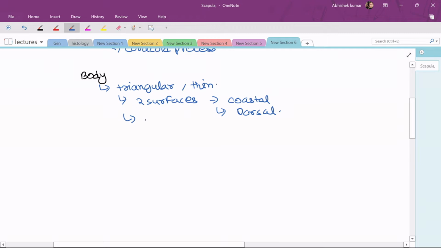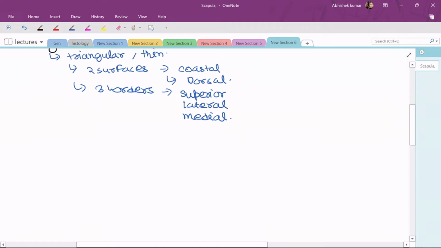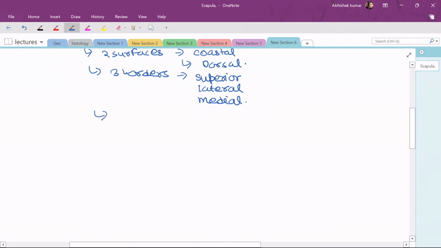It has three borders: superior, the upper border; inferior, the lower border; lateral is the border; and medial is the border. Of course, the medial border is on the inner side and the lateral border is on the humerus side. Now, what about the angles? So it has three angles. Of course, if it is a triangular bone, it has three borders, three angles. That is what a triangle means, right?